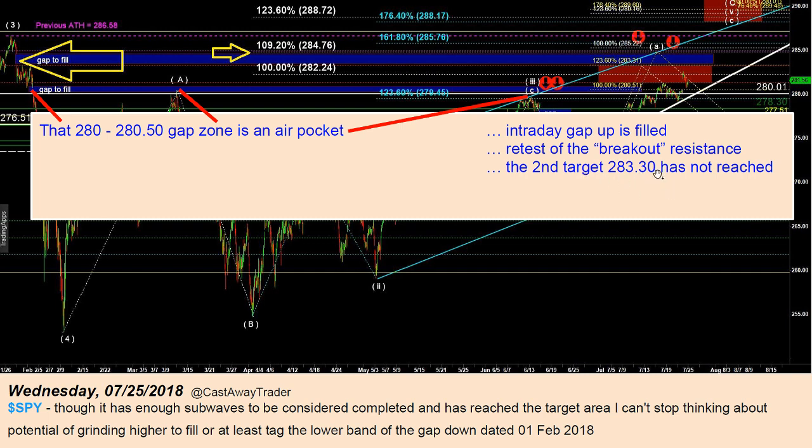We still had that second target, 283.30 of 123.6 extension, untouched. So that's why I actually tweeted on Wednesday that though it has enough subwaves to be considered completed and has reached the target area, I can't stop thinking about the potential of grinding higher to fill or at least tag the lower band of the gap down dated February 1st, 2018. So you should also understand, guys, that trading is a game of probabilities. You never know basically whether that gap up was a major top or not. It could have been both. So that's why I started my puts here and I held them, and I was expecting to load more.